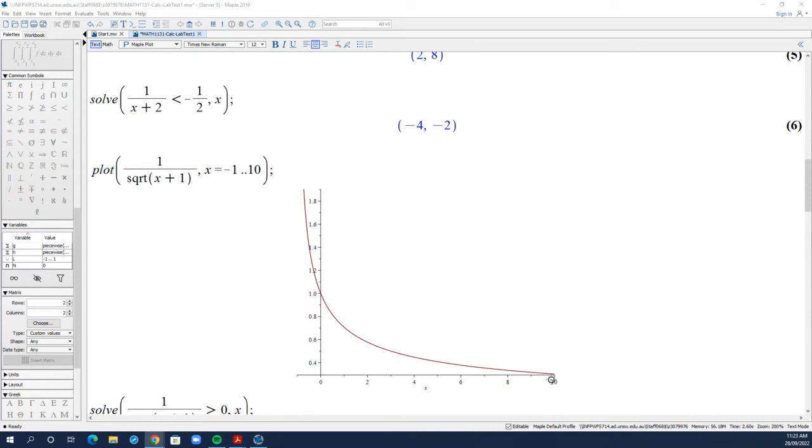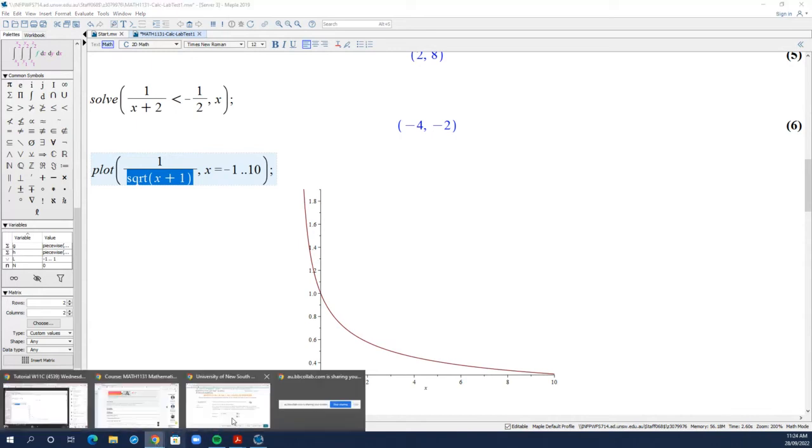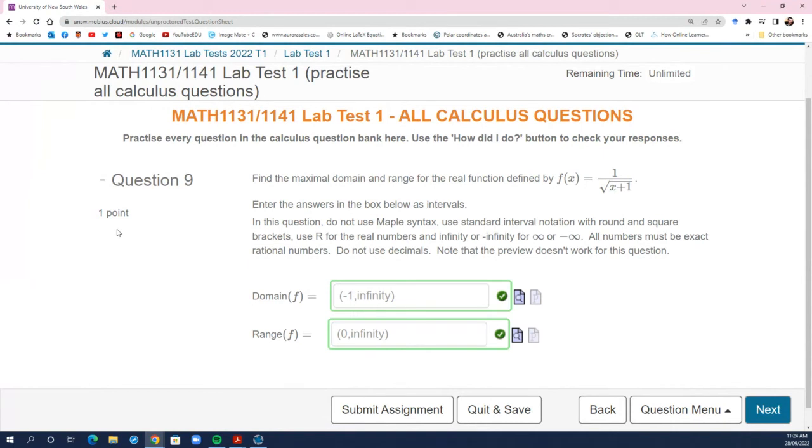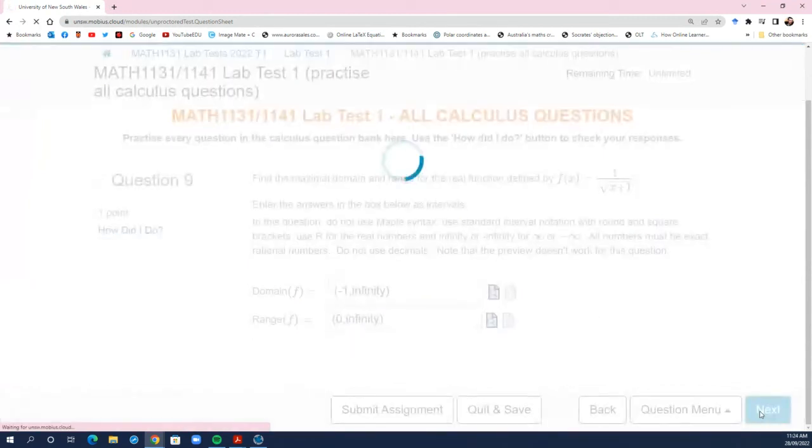Jonah, yes, you legend. So you can see the graph always stays above the x-axis, and down here it's approaching 0 from the top. That makes sense because the top part's always positive, and the bottom part's always positive because it can't be 0, otherwise you're dividing by 0. So a positive divided by a positive just gives you what you want. So if I go back here, 0 to infinity. How did I do? Yeah, green light. All right, so let's keep going.